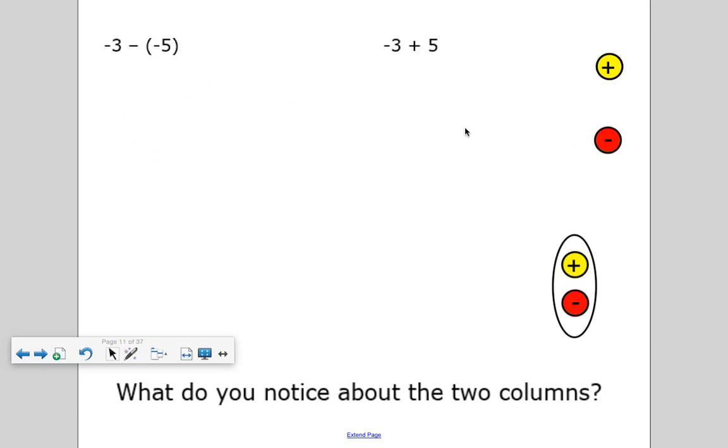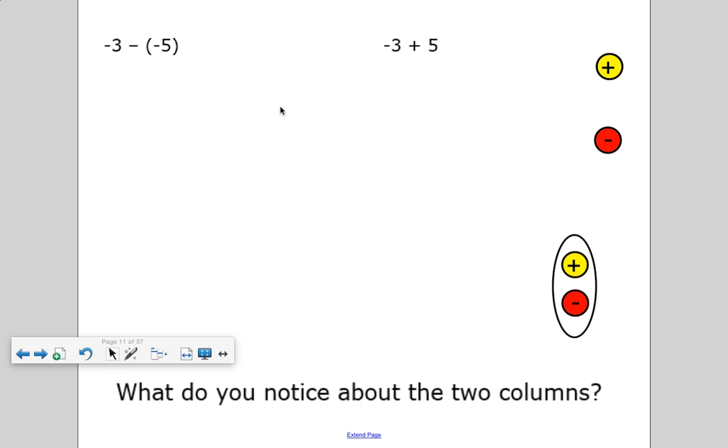Have you formalized the rule yet? If you haven't figured it out yet, we keep the first number. We're adding 0 pairs, so we change the subtraction to an addition, and then we do the opposite of the second number. Opposite of -5 is 5. So let's see. What's -3 take away 5 negatives?